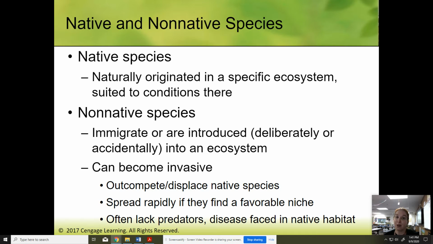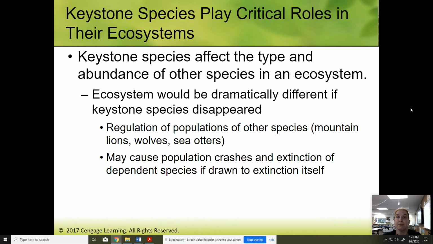They spread very quickly if they find a niche that works for them, and they often lack predators because they're not native to that area. So if you're native to an area, you usually have predators built in because that's how nature works. But if you move to an area that you're not supposed to be in, you often don't have that natural predator or a disease that would help keep the population in check. So we will go more into that a little bit later, but invasive species, bad.